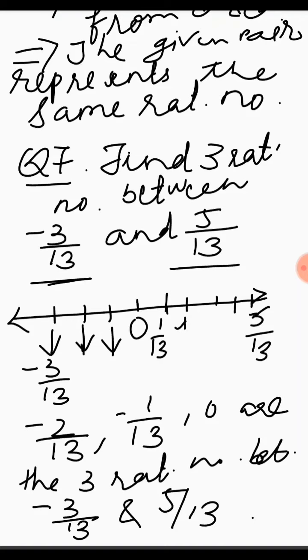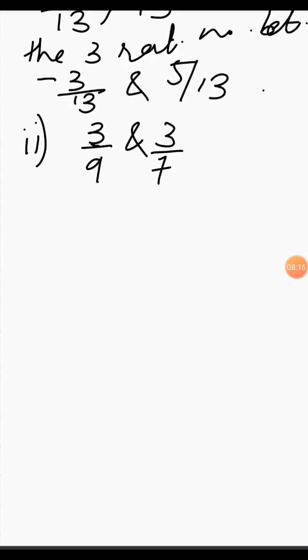Now let's move to the second example. See, children, the next example is 3 by 9 and 3 by 7. Here also you have to find any three rational numbers between these two. See, children, here the denominator is not the same, here 9 and here 7. So how to make the denominator equal? What do we do? We always find its LCM.